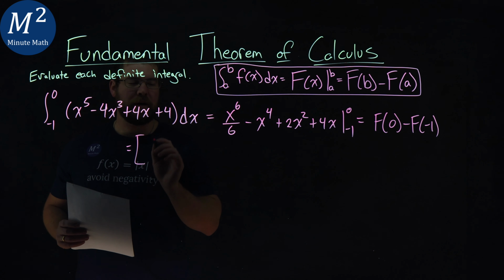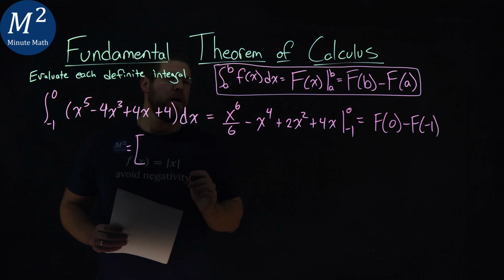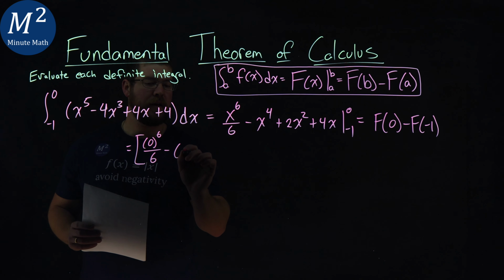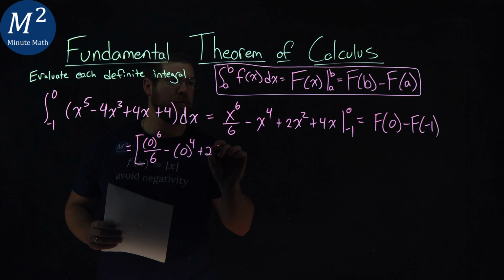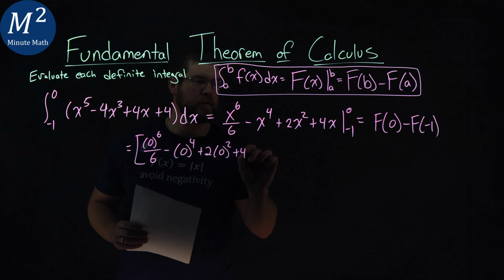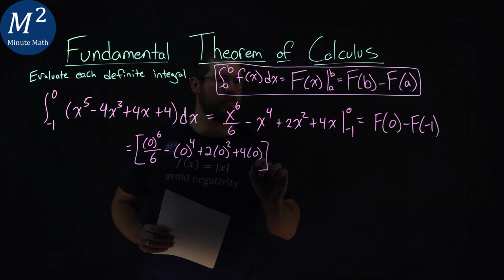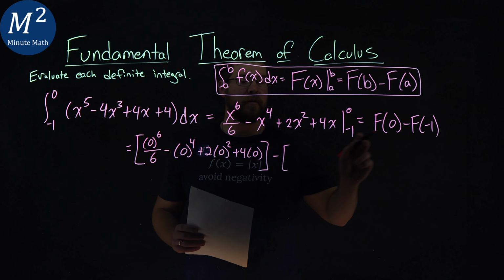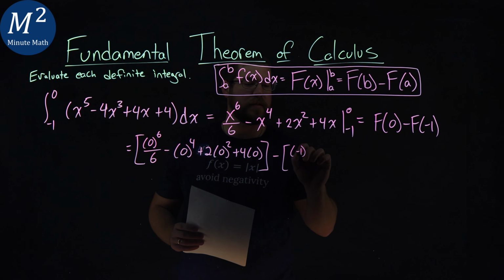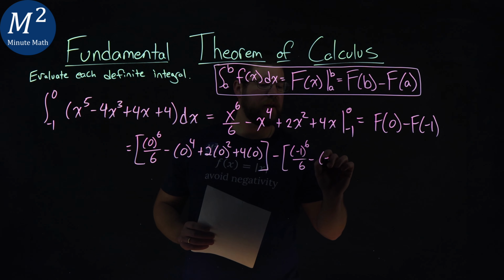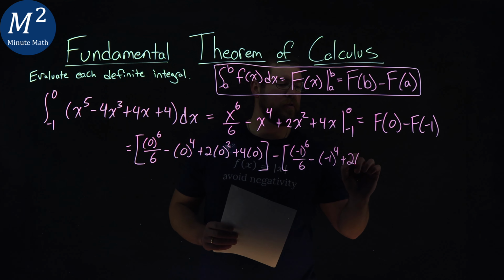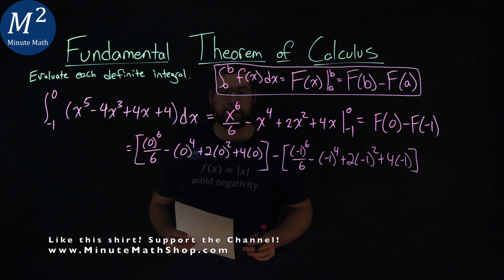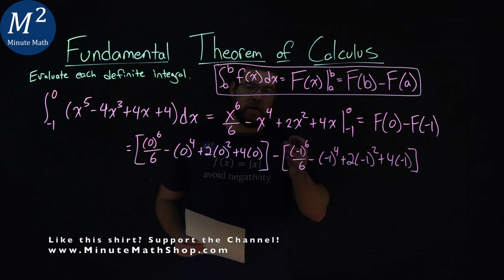I love when zeros go in because a lot of stuff basically just cancels. So we have 0 to the 6th over 6 minus 0 to the 4th plus 2 times 0 squared plus 4 times 0 here. Okay, pretty easy, just plugging 0 into our function. Minus, same thing, but we're plugging -1 into our function again. -1 to the 6th over 6 minus -1 to the 4th power plus 2 times -1 squared plus 4 times -1. Okay? From here, all right, we gotta simplify.